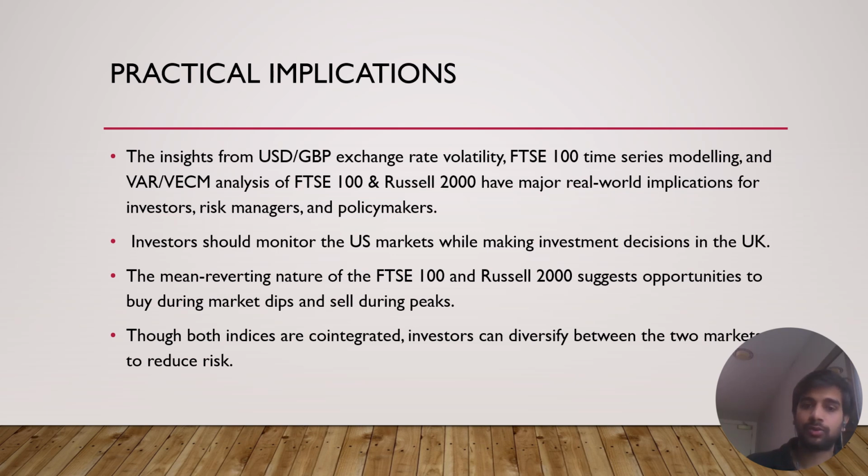And also the mean reversion, like getting back to the original values after the impact, for both the small cap US and the blue chip UK companies, suggests buying during the market dips and selling during the peaks because they revert to the mean very quickly. Though both indices are co-integrated, investors can diversify between the two markets in order to reduce the risk.